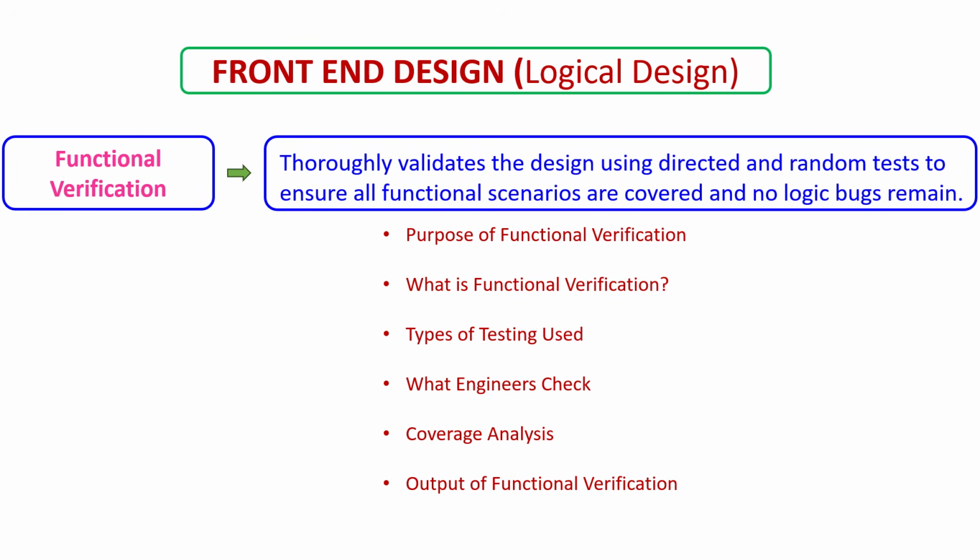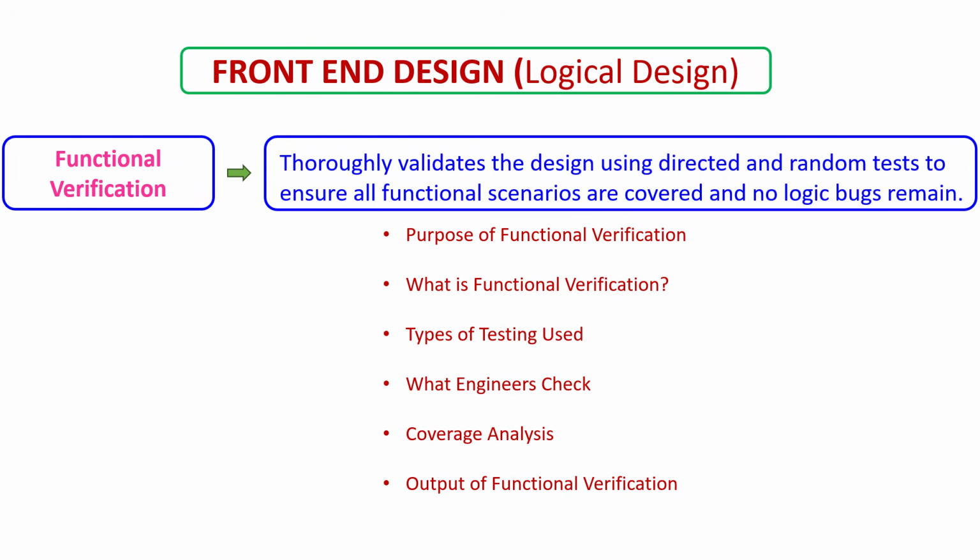The next thing we are going to see is what functional verification is. Functional verification is testing the design with multiple input scenarios, comparing expected versus actual output, checking corner cases, and measuring test coverage. The main goal of this stage is zero functional bugs before synthesis. The types of testing used here are direct testing and random or constrained random testing.